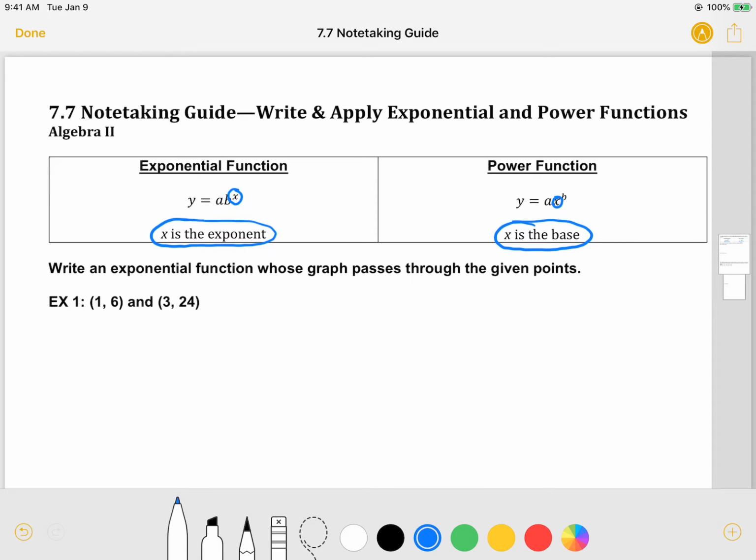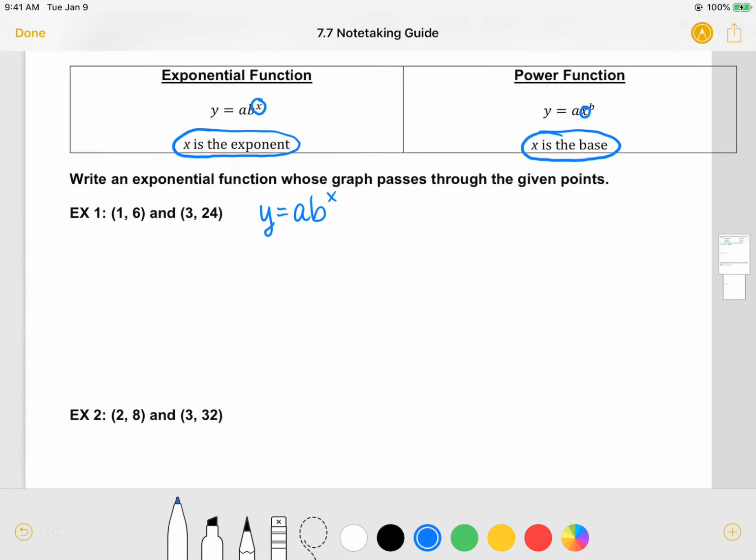Now what we're going to do is look at a few examples of how to write an exponential function, and then on the back side, I'm going to show you how to write a power function. So we're going to start off with example 1, and we're going to write an exponential function, so we're going to use that model y equals ab to the x power, and we're going to write a function whose graph passes through the points (1, 6) and (3, 24).